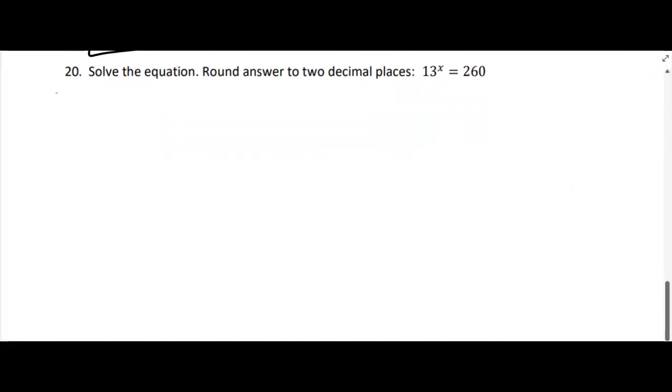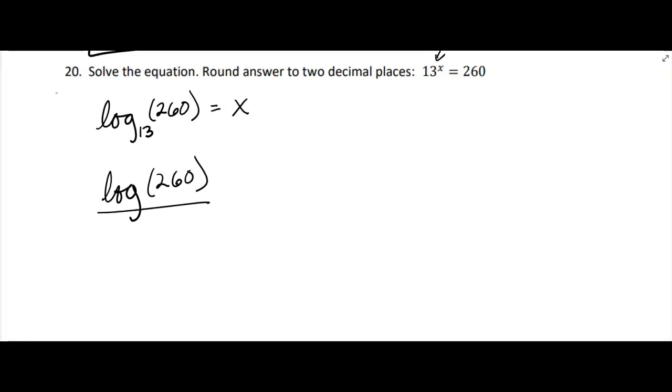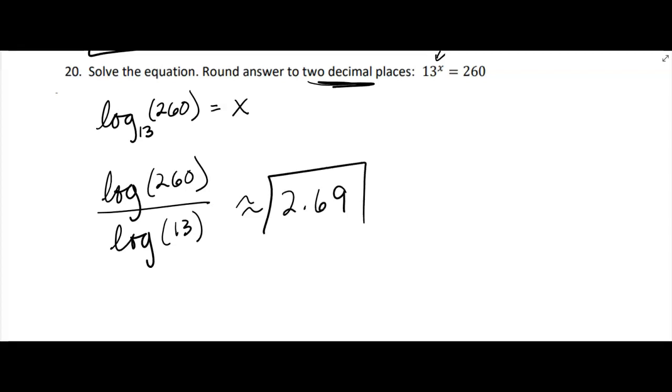This is going to be a similar thing. They want us to solve for x. Well, if I write it in a logarithmic notation, I would write log base 13 of 260 equals x. Okay, so now it looks like the problems we had on the last one. So we can just split that into log 260 divided by log 13. Now, you can't divide those arguments. You have to put this in a calculator. And they only want us to go 2 decimal places this time. So I get 2.69.